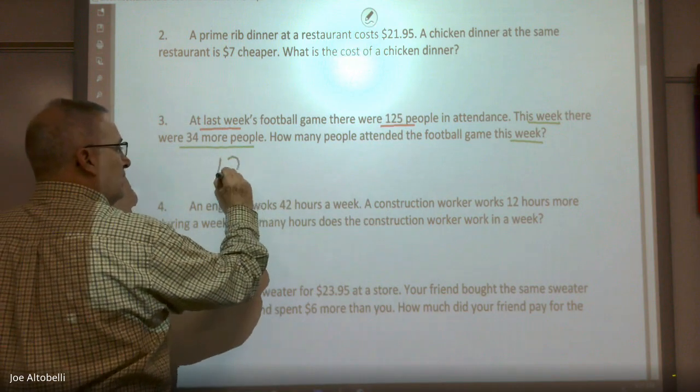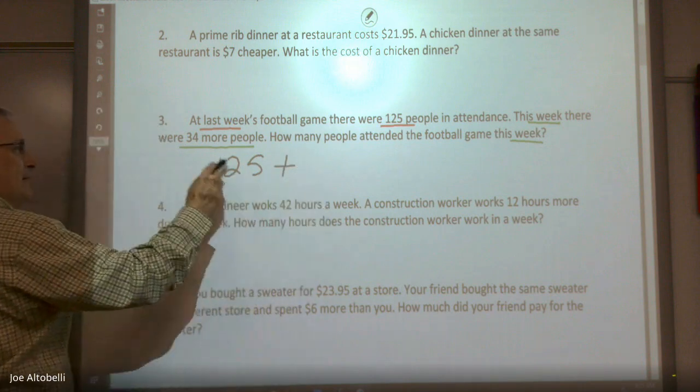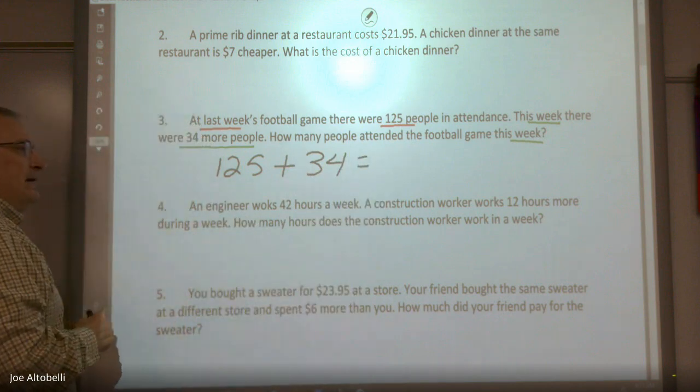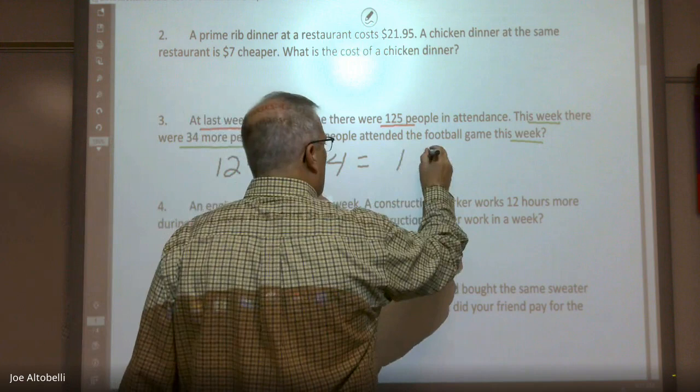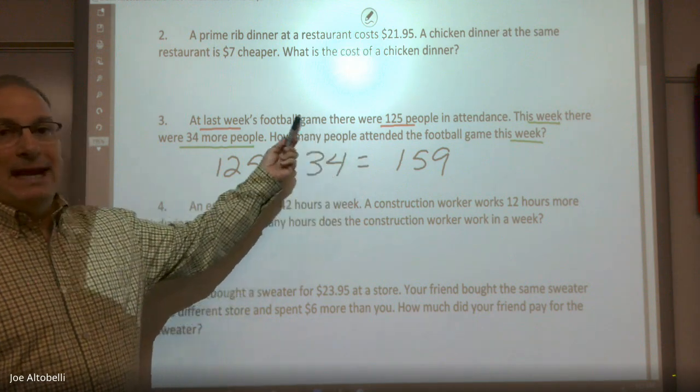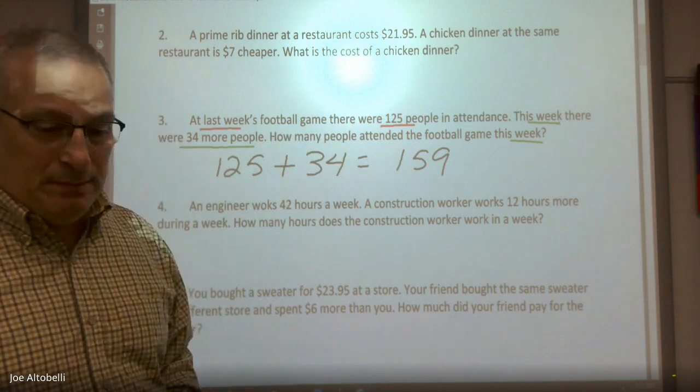So last week is 125. This week, there's 34 more. So this week, there will be 159, if I did my math right, in attendance. Okay? You just had to know. You got to read through the problem. You got to ask yourself, am I going to add? Am I going to subtract? Am I going to multiply? Am I going to divide? Or am I going to do a combination of those things? Because you're going to have one-step problems and some two-step problems mixed in here.